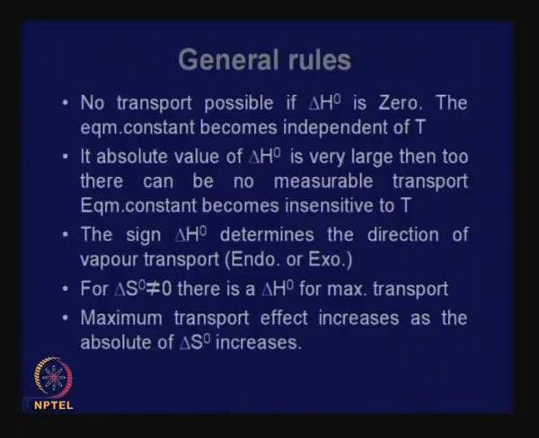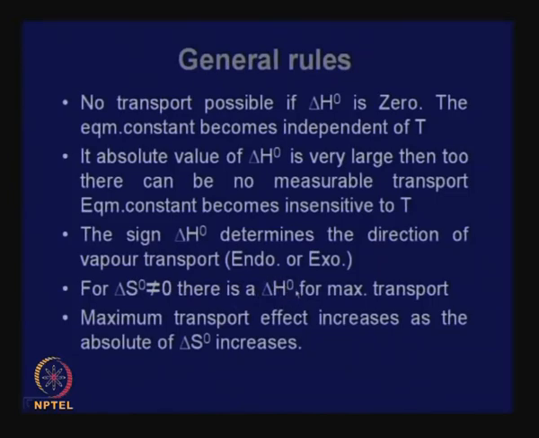So, you can see for yourself how it is done by, if you look at that equation, the sign will determine what will happen. Of course, for delta naught not equal to 0, there is a delta H naught for maximum transport. There has to be a balance between the value of delta H naught, which is critically needed, otherwise you will not be able to have the reversal. There is a value of delta H naught for maximum transport to take place, and maximum transport effect increases as the absolute value of delta H naught increases.